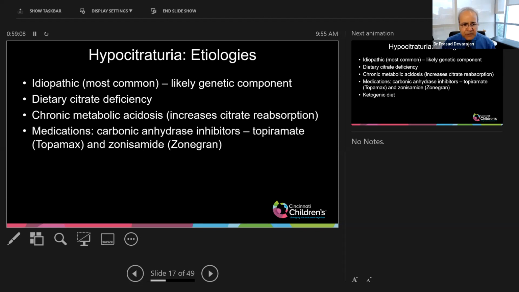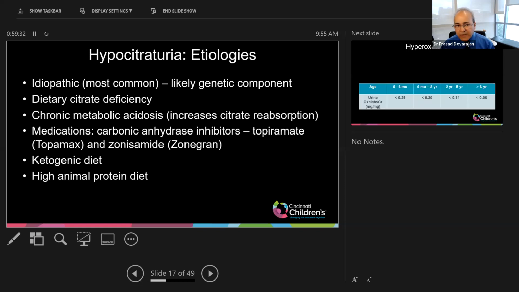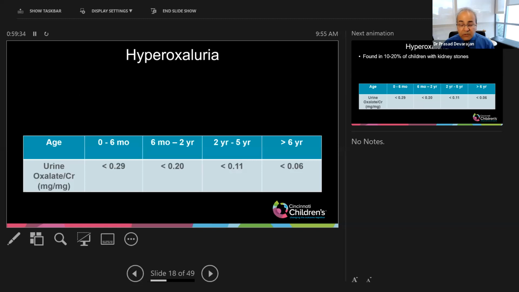Two important medications that cause chronic metabolic acidosis, carbonic anhydrase inhibitors, topiramate and zonisamide, very commonly used anti-epileptic agents. And the majority of patients who are on these medications get recurrent kidney stones. Ketogenic diet, another common treatment for refractory epilepsy, high animal protein, all causes of hypocitraturia. But again, most of the time, we don't know the actual cause.